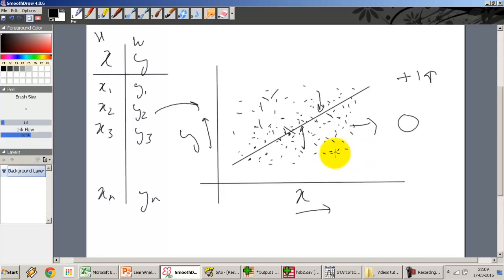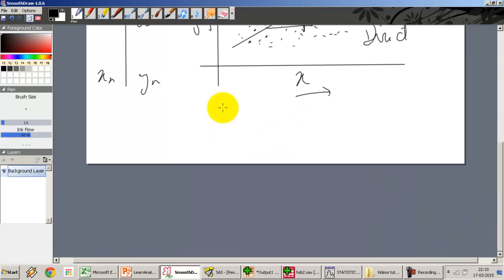Now, if the direction of this line is positive, that means the slope is positive. Therefore, as x increases, I observe an increase in y in the data set. So that's a direct relationship, and we get a positive correlation. In case I have another data set, let me just plot it in a new diagram.